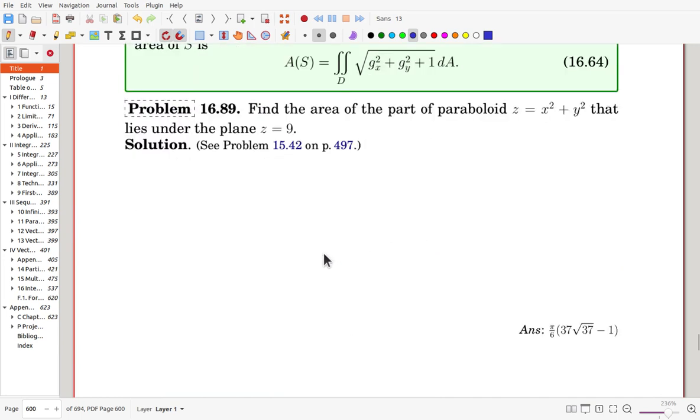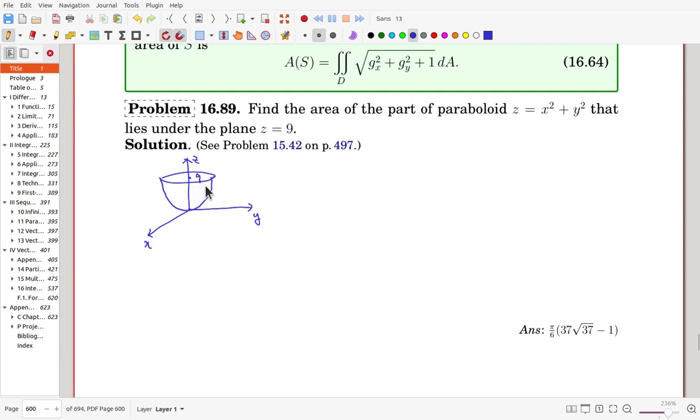Okay, find the area of the part of a paraboloid z equals x squared plus y squared that lies under the plane z equals 9. Let's visualize the surface. That is the x direction, y direction, and that is the z direction, and the paraboloid will be given this form, only the sides, and under the plane z equals 9. So we try to find this side.